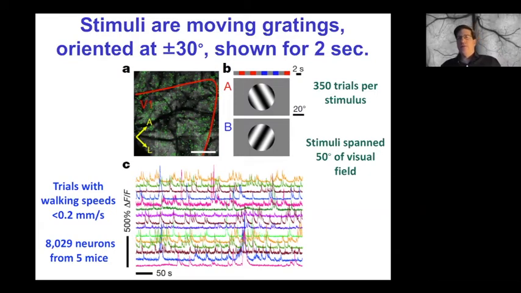And the analysis that I'm going to show you, upcoming, focused on moments when the mouse's walking speed on a little treadmill that it's placed on was very low. And we did this because it has previously been shown that mouse locomotion alters visual processing. And we wanted to look at visual encoding under uniform conditions. And so we did this only at moments when the animal was stationary or nearly stationary.